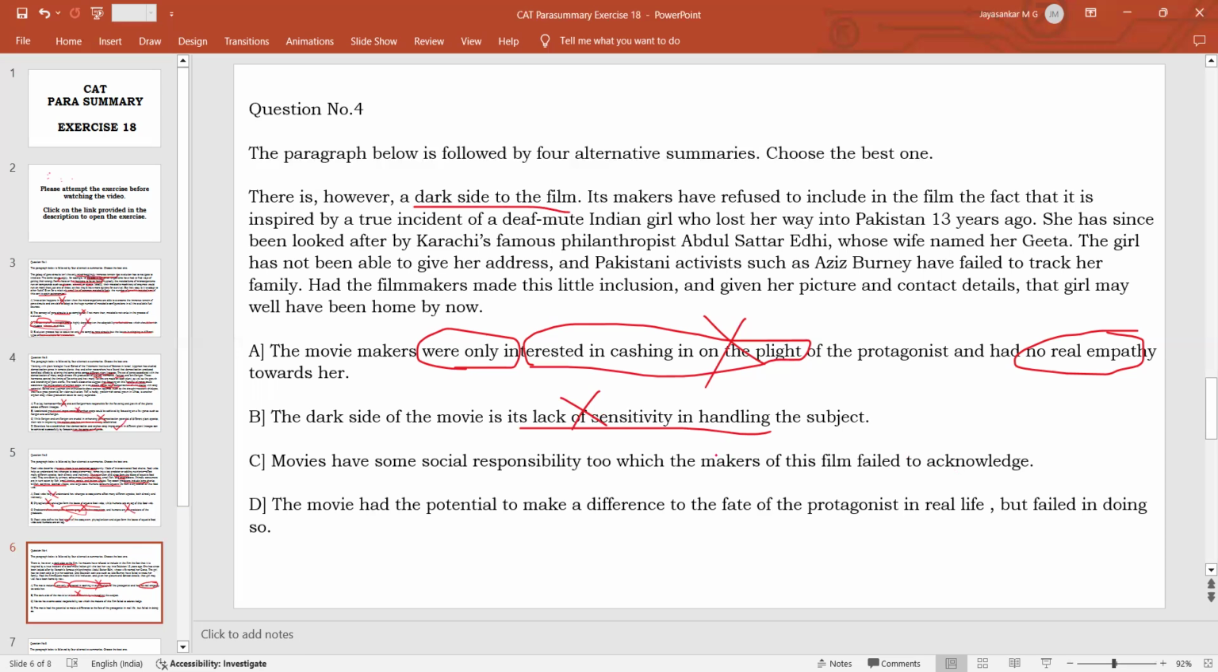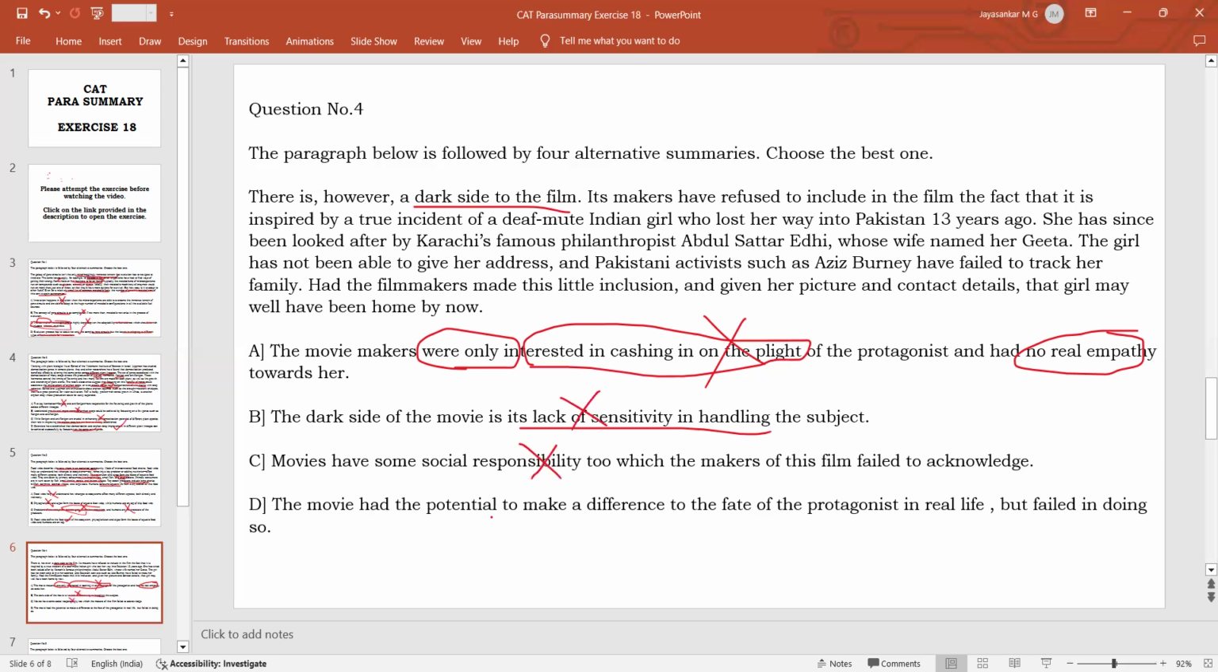So this is a correct assumption from the passage, but it is not a summary. It says that movies have certain social responsibility also. The makers of this film failed to acknowledge that social responsibility. True, that is correct. They have failed. If they had understood that social responsibility, they would have done something to help her go back to her people in India. So this is again a right assumption. It is not a summary. It is again a right assumption that we are drawing from the paragraph. Since it is not a summary, we cannot take it as an answer.